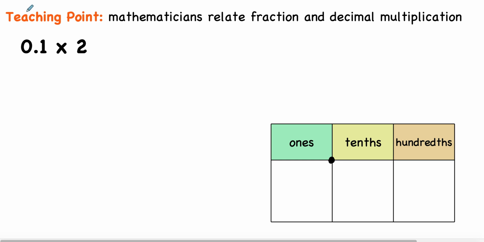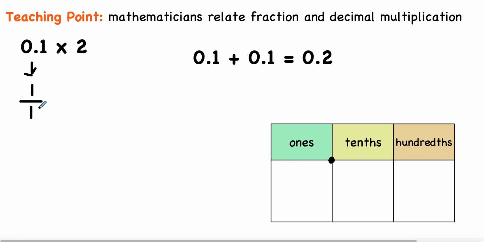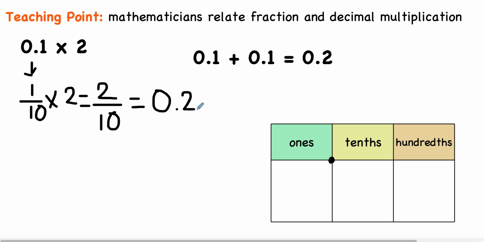Say I want to do 1/10 times 2. Well, with repeated addition, I can think of it as adding 1/10 2 times, and I get 2/10. I can also think of it as a fraction and rewrite my 1/10 as a fraction times 2. Think of it as fraction multiplication and write my product as 2/10. I can rewrite it back as a decimal by knowing that 2/10 is written as 0.2.